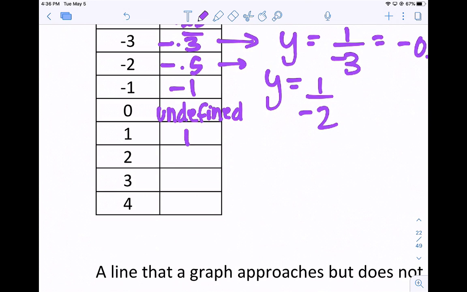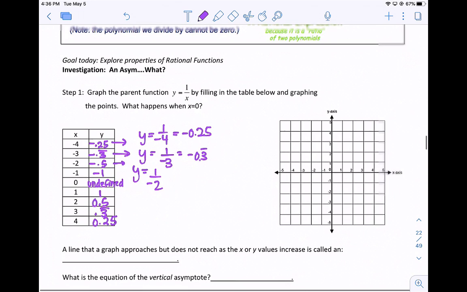1 divided by 1 is 1. 1 divided by 2 is 0.5. 1 divided by 3 is 0.3 repeating. And 1 divided by 4 is 0.25. So all I did is pick some points, and we're going to graph these and see what this looks like.